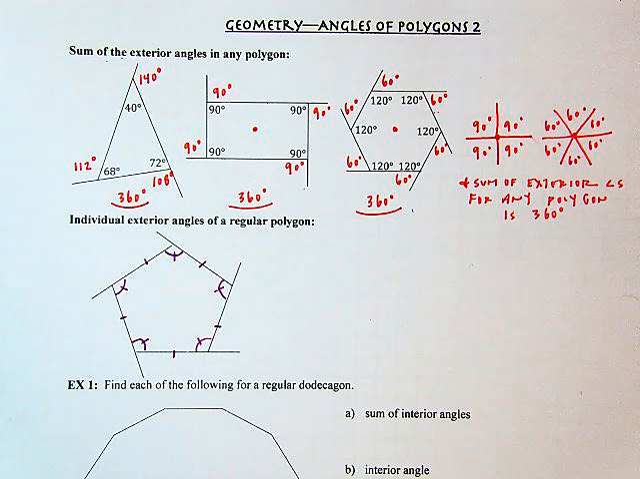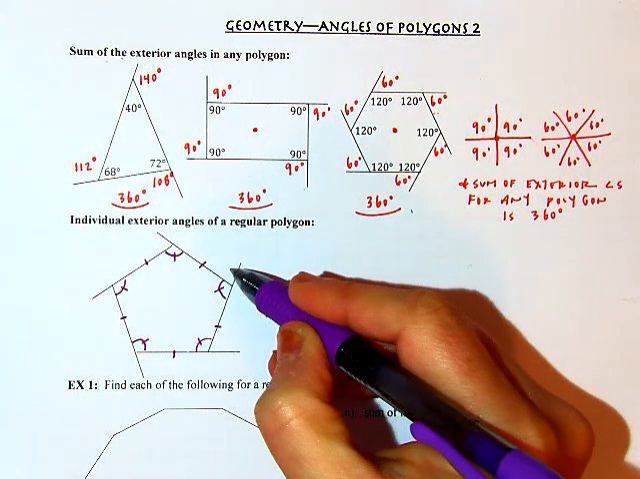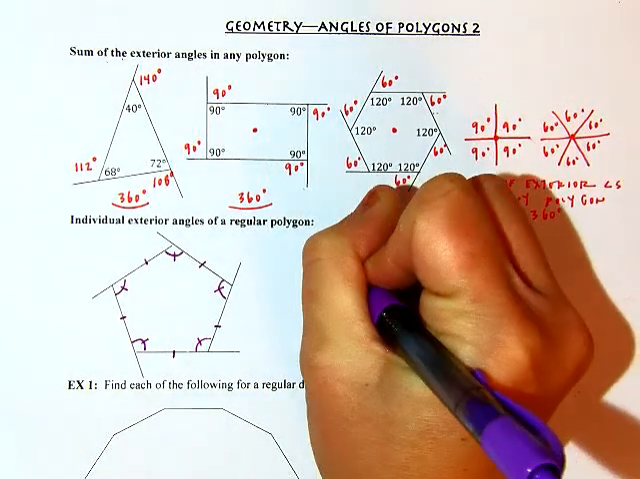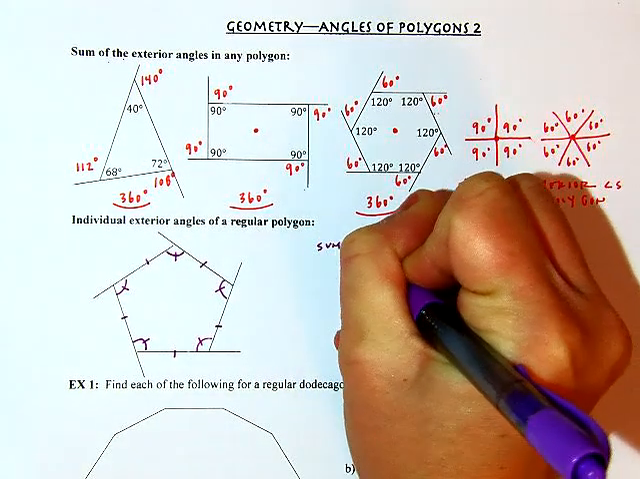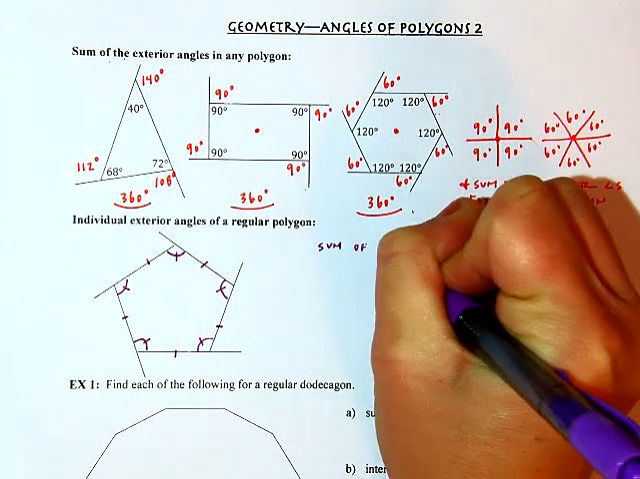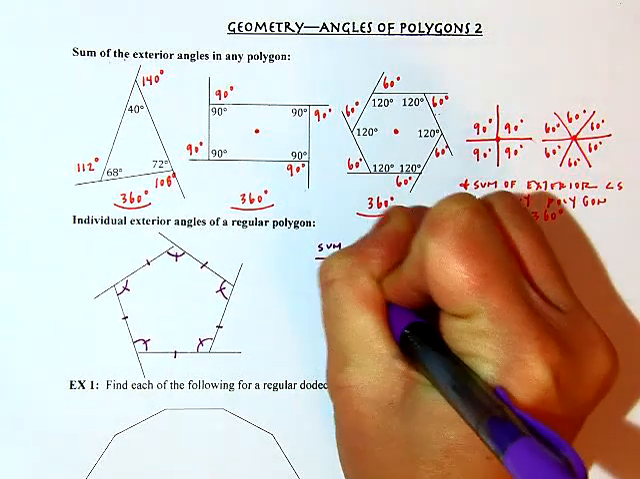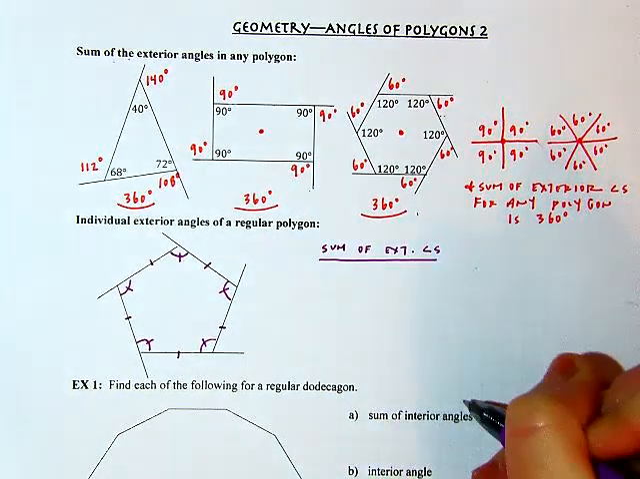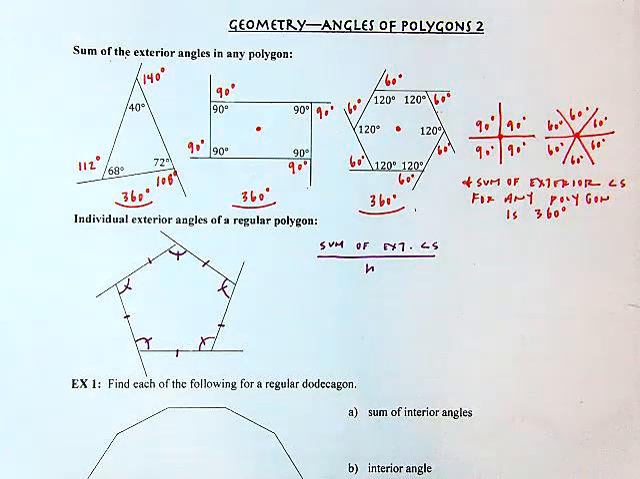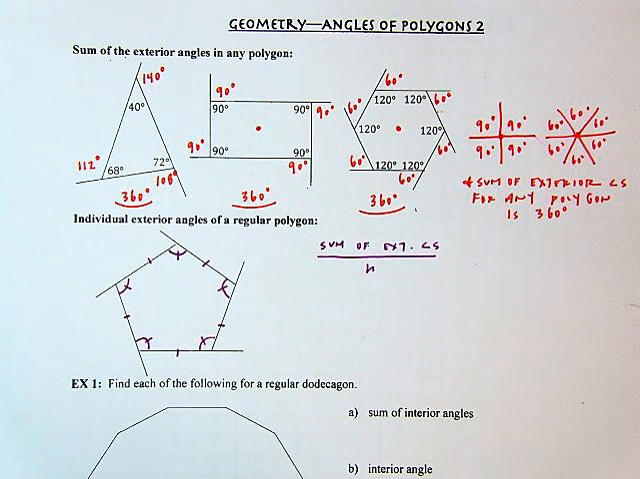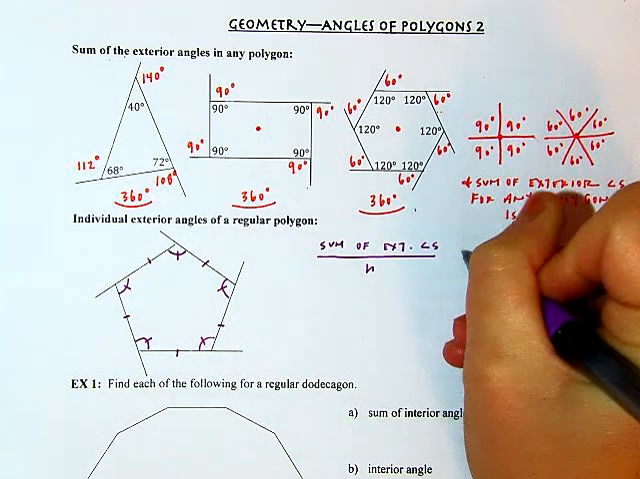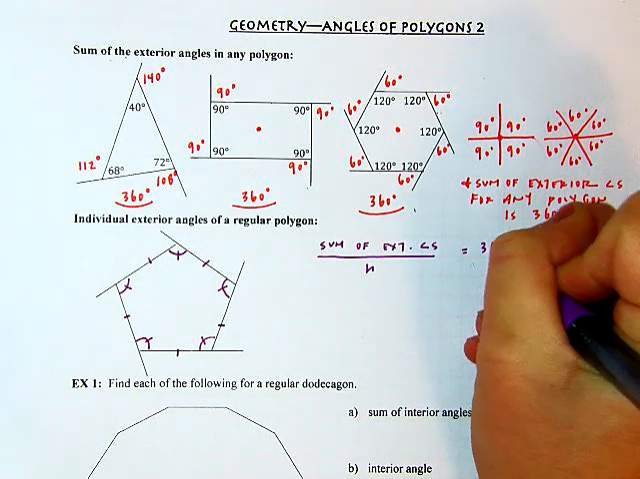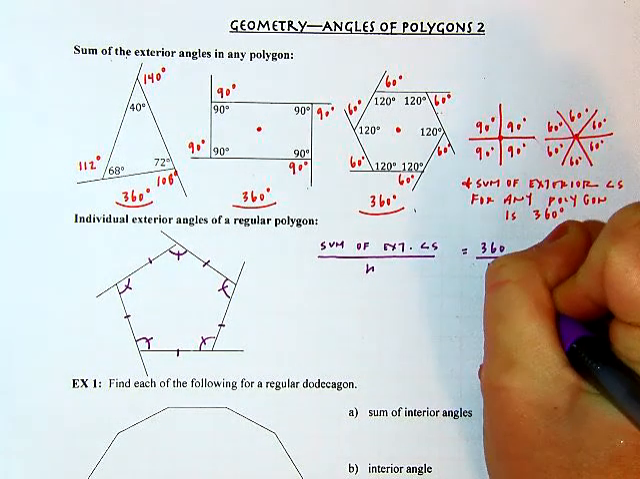So if I want to find one individual exterior angle measure, like this one right here, I need to find the sum of all of the exterior angles and divide it by n. N would be my number of sides. It would also be my number of exterior angles. So I'm really taking 360 and splitting it n ways.